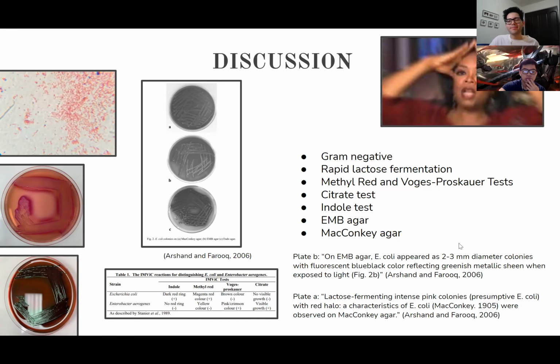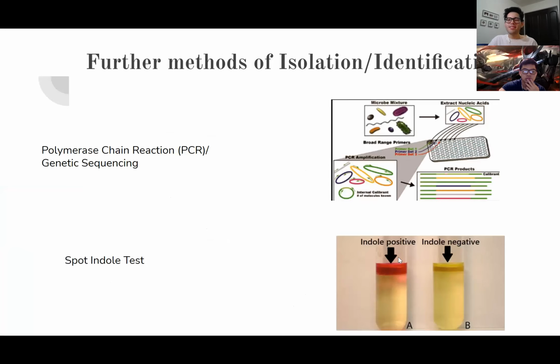And for further methods of isolation and identification, we could use the polymerase chain reaction, which is further used in genetic sequencing to really get a good idea of what our bacteria is. And also the spot indole test, which, if a positive is given, is a very good indication that whatever we have is E. coli.